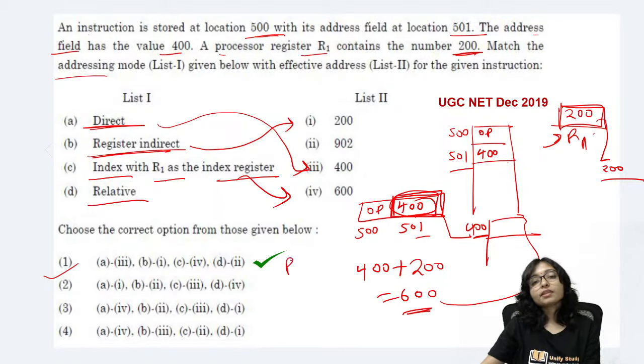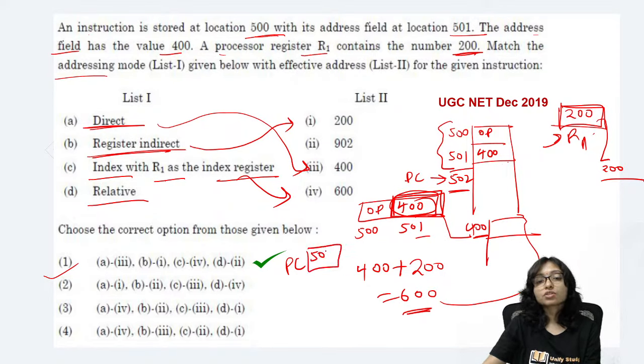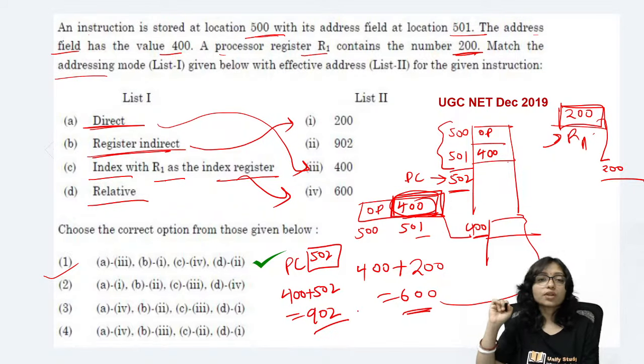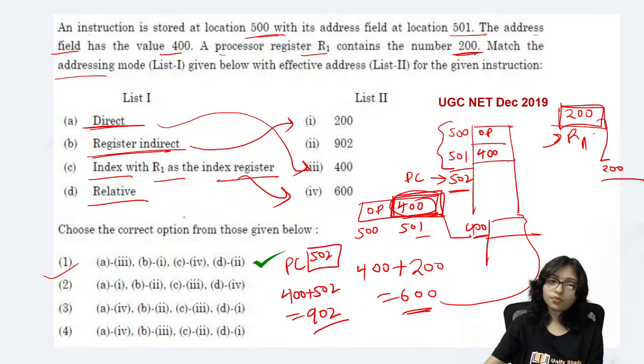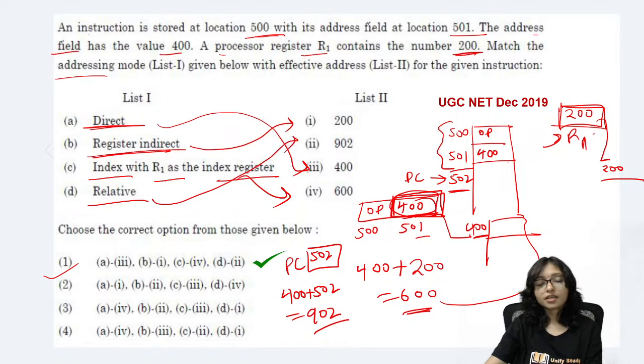Relative: what will be the value of the program counter? The program counter is always storing the address of the next instruction. This is already here, now the next will be at 502. The program counter will point to 502. So the value of the program counter will be 502. Here the value was already 400 plus 502, that is 902. So your answer will be 902.